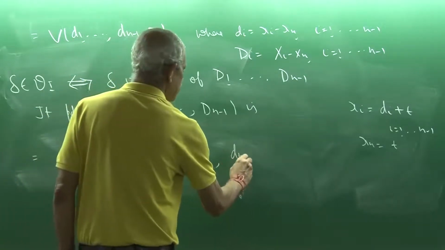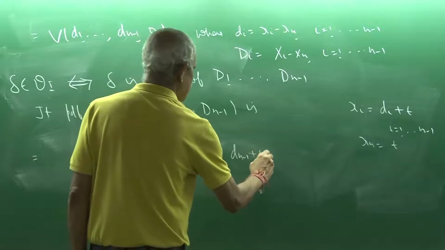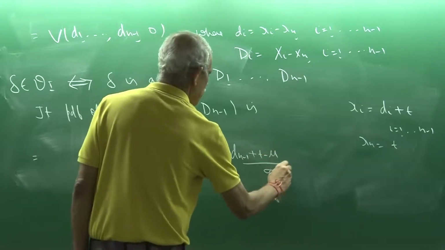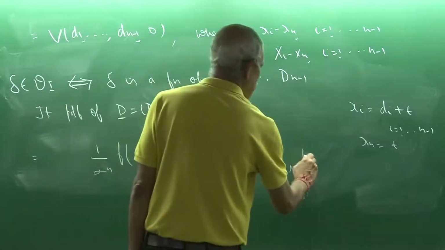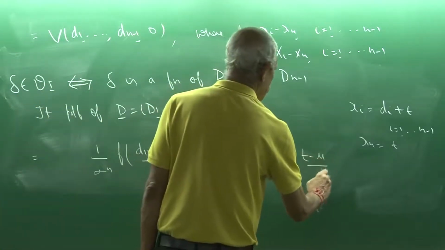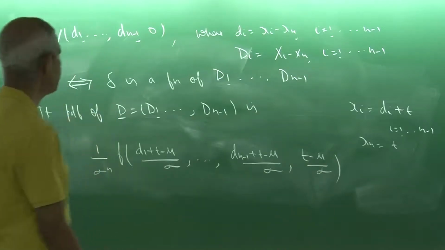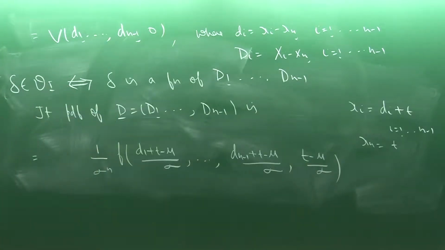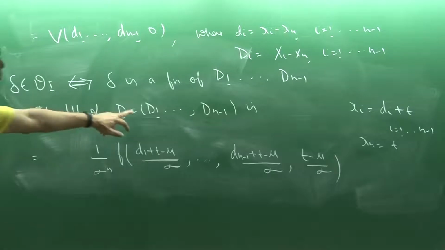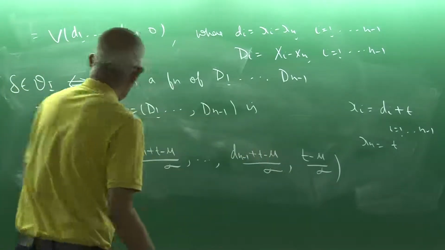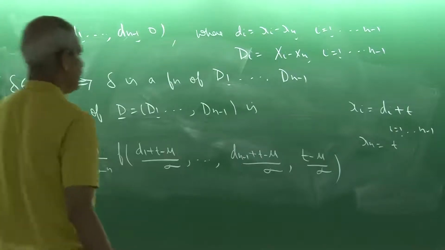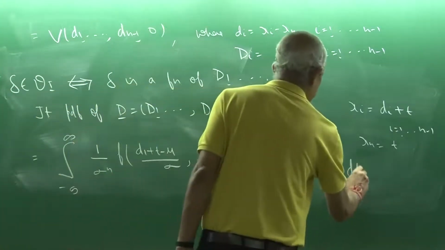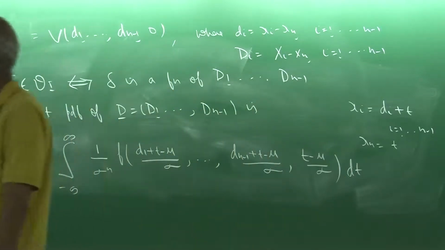xn minus 1 means dn minus 1 plus (t minus mu) by sigma, and xn is (t minus mu) by sigma. So this is a joint PDF of d1, d2, dn minus 1 and xn. But I have to get a joint PDF of d1, d2, dn minus 1. So I have to integrate out the unwanted variable, which is minus infinity to infinity of this into dt. So this is a joint PDF of d1, d2, dn minus 1.